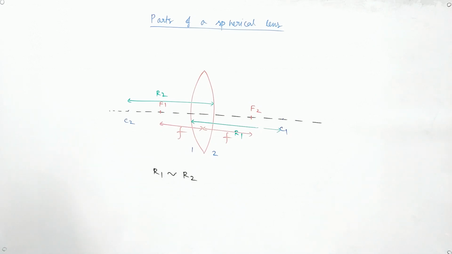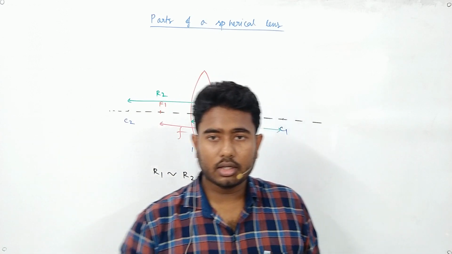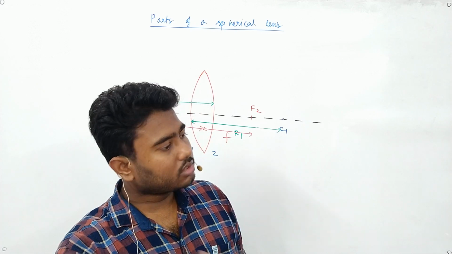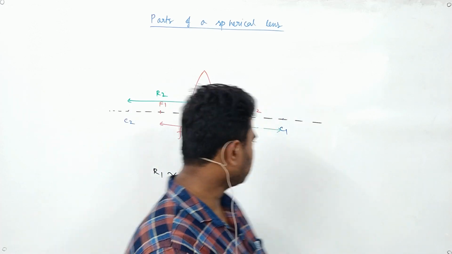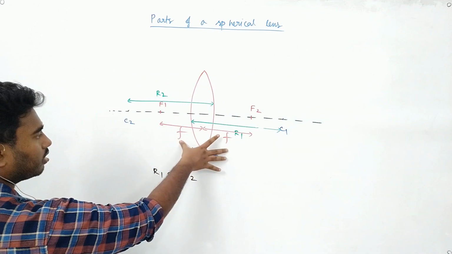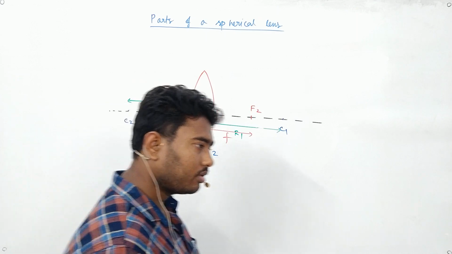The lens will have the same focal length on either side of it. So it does not matter where the center of curvature is. It does not matter whether the radius of curvature is more or less on whichever side, but it matters that the focal length will be the same. And the same happens with the concave lens.